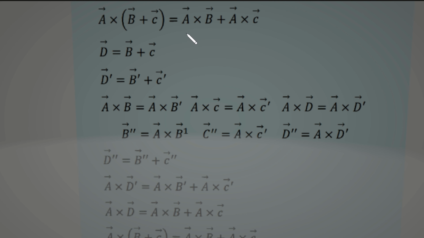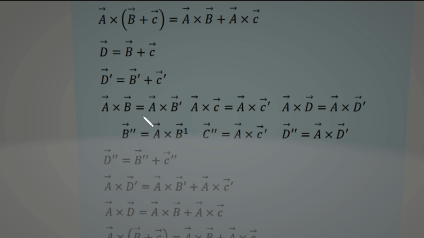Now come to the right hand side of the distributive law for vector cross product. The first term is A bar cross B bar. The second term is A bar cross C bar. Let us pick the first expression of the right hand side of the law. A bar cross B bar is equivalent to AB sin theta into a unit vector. That unit vector is perpendicular to the A bar and B bar plane.